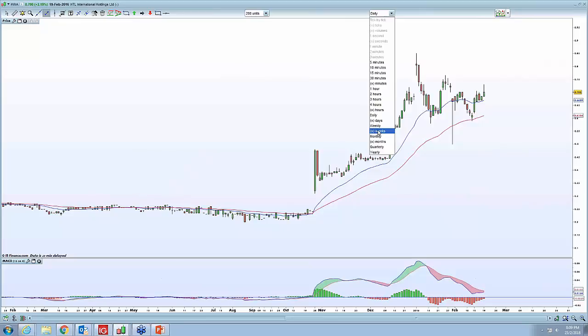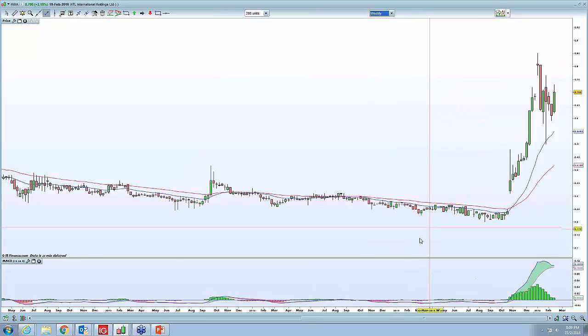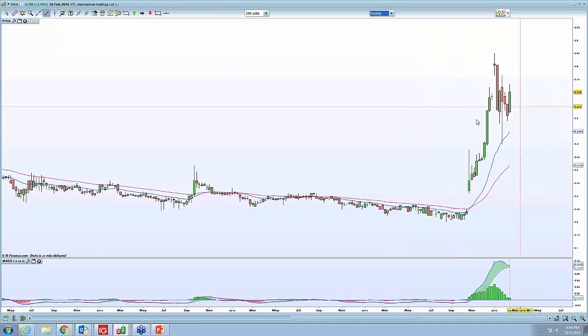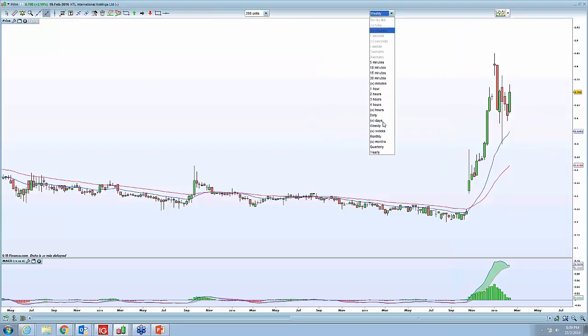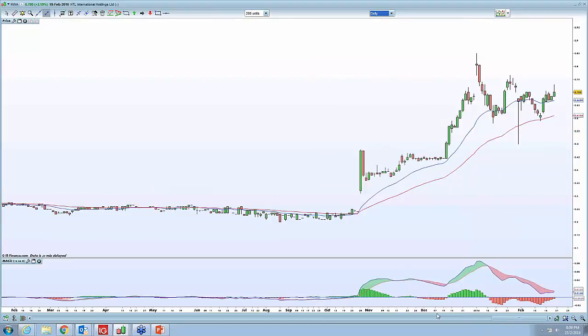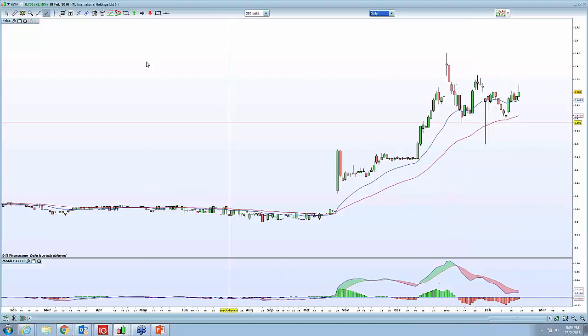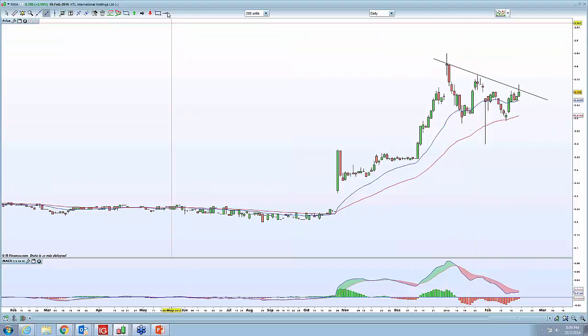Let's go to the weekly chart first. Interesting chart, not used to it. So it is definitely an uptrend on the weekly chart. Not the nicest chart, but it is an uptrend. Let's go to the daily chart. Now, it seems to be consolidating in some form of a wedge.